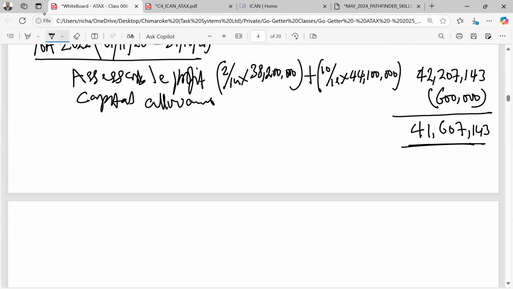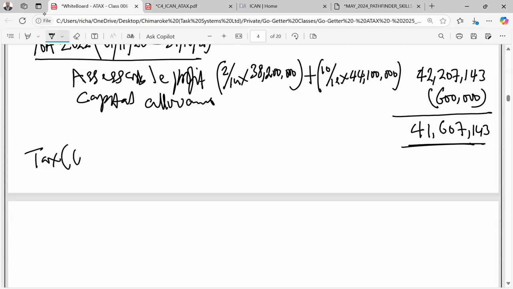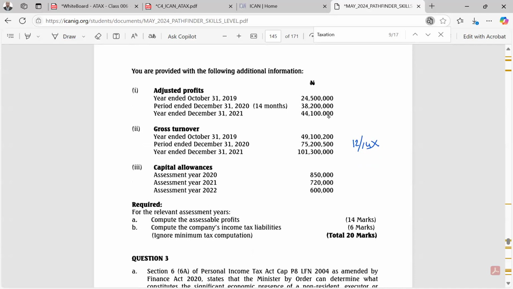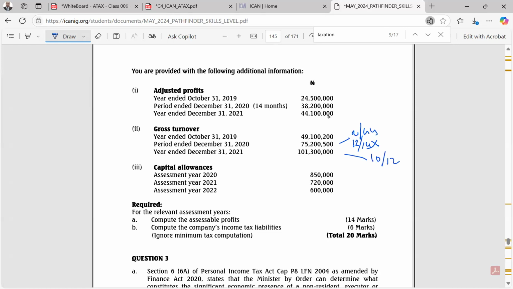So the tax, which is CIT, is at what percent? Okay, so what you are going to do for me now, it's going to be at 30%. Check 2 over 14 of this plus 10 over 12 of this. So this one, 2 over 14, 2 over 14. And here is 10 over 12. Let's see their revenue or their gross turnover.